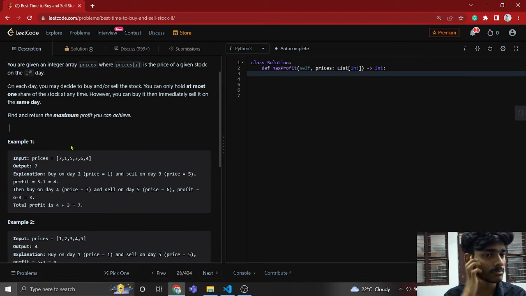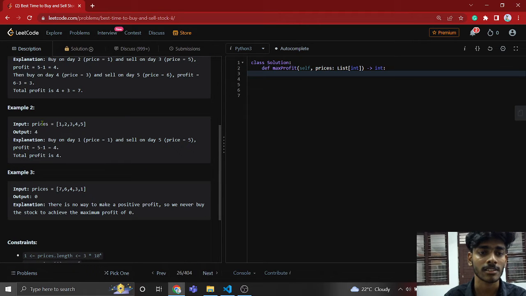The prices are 7 1 5 3 6 4. The expected output is 7. The explanation: when we buy on day 2, the price is 1, and sell on day 3 when the price is 5, we get a profit of 4. Then when we buy a stock on day 4, the price is 3, and sell on day 5 when the price is 6, the profit is 3. So the total profit is 7.